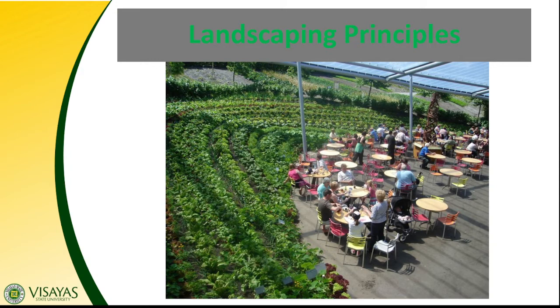So we should follow landscaping principles in doing this edible landscaping technology. You can also see here that plants are arranged in a pattern. They are in rows, not just scattered. Doing this will make the plants, or the arrangement as a whole, beautiful to look at.